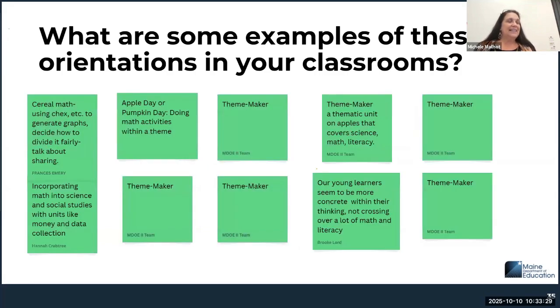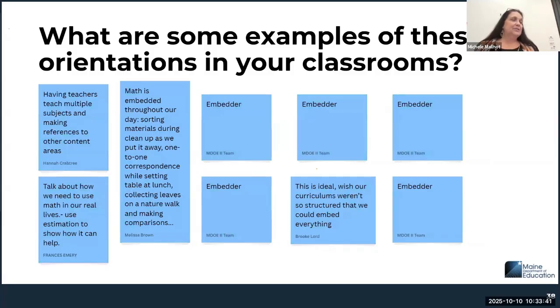When we look at the themes, Apple Day and Pumpkin Day, these are common themes that we hear about frequently that happen and take place. And then when we look here, the embedder is the multiple teachers teaching multiple content areas and weaving things together.